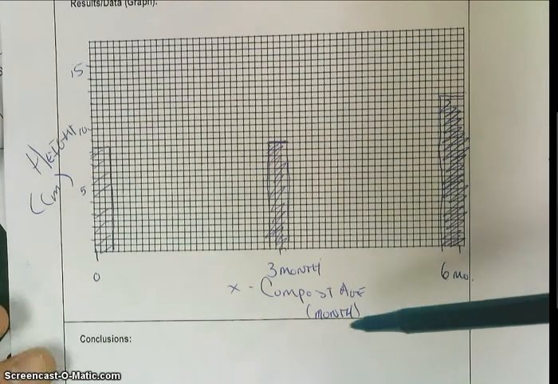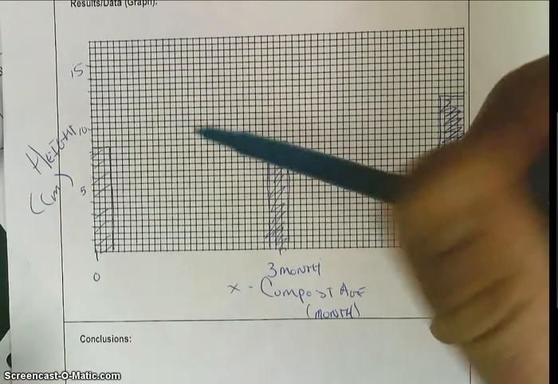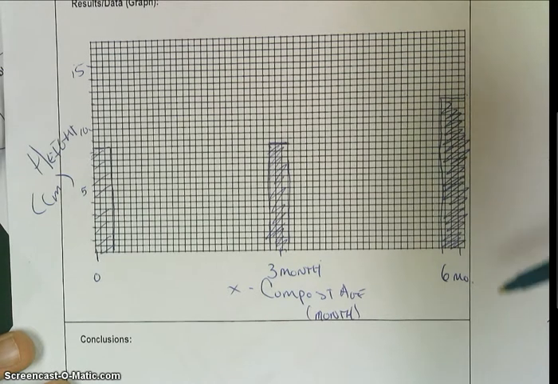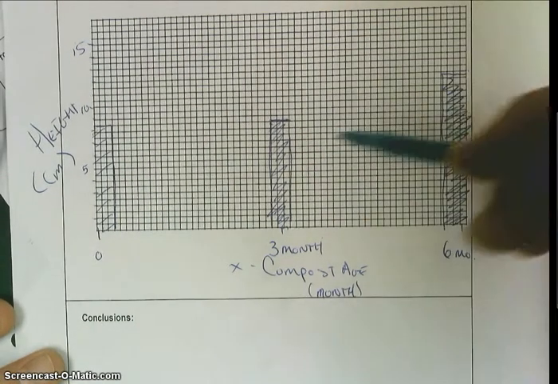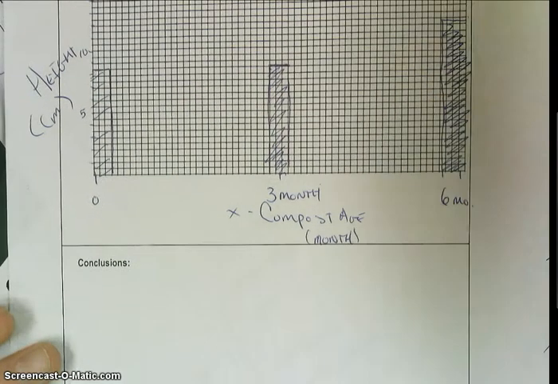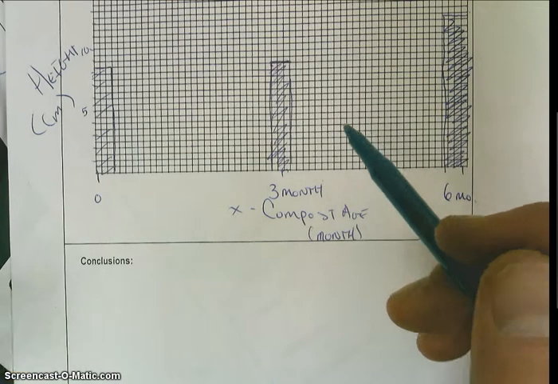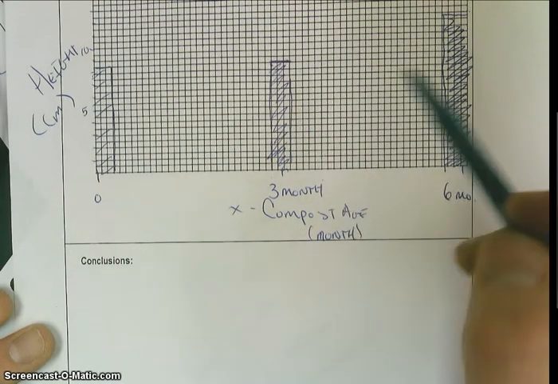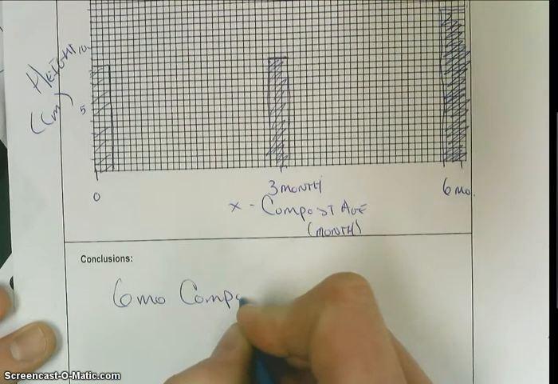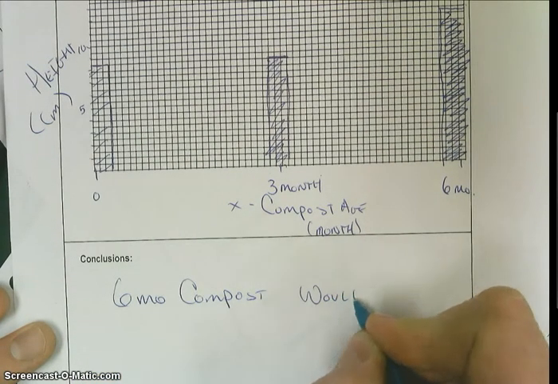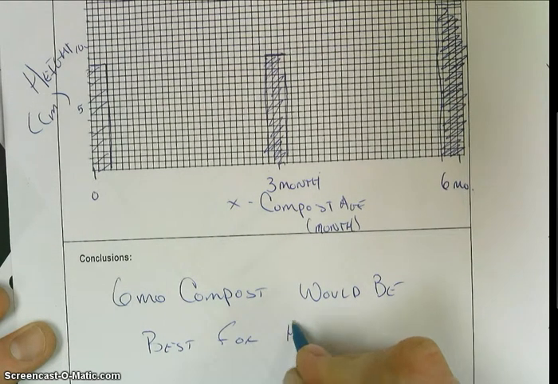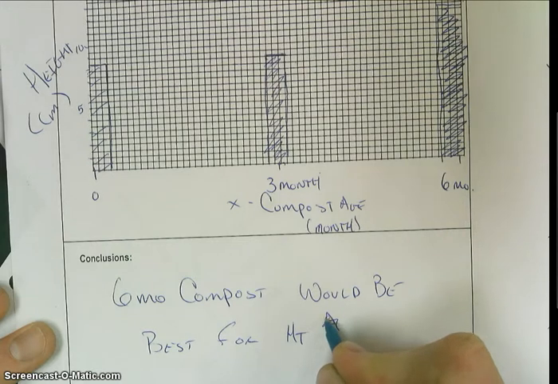So we're looking at height versus compost age. Now we see there's no real difference between 0 compost and 3 month, but for 6 month there's a significant difference, about 2 centimeters. We can use this data and this information within our conclusion. The conclusion is something like, no compost and 3 month, there's no real difference. But if you're going to use compost, 6 month compost would be the best for the height increase. That's an arrow up.